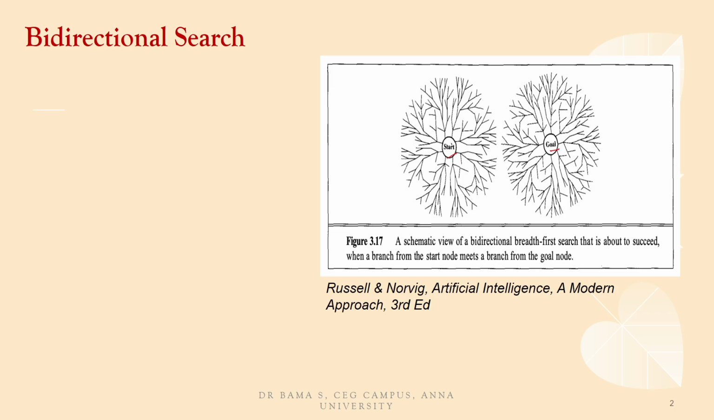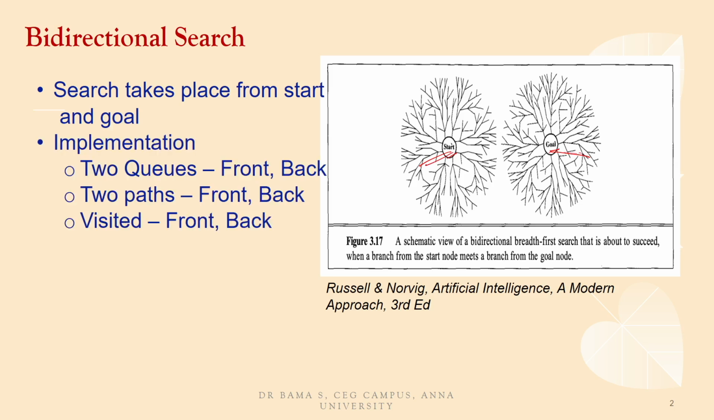So, how the search happens is it proceeds simultaneously from the start as well as the goal, and at each step the tree traverses from the starting point and from the goal until there is a midpoint. So, the time and space would be exactly 1 by 2.